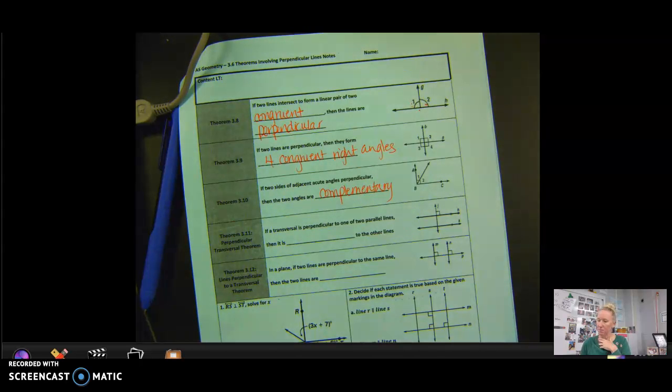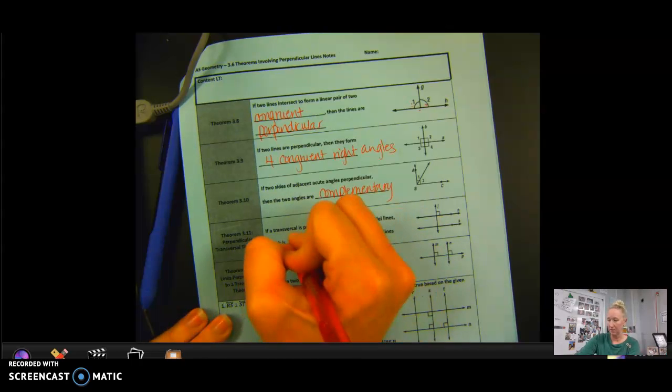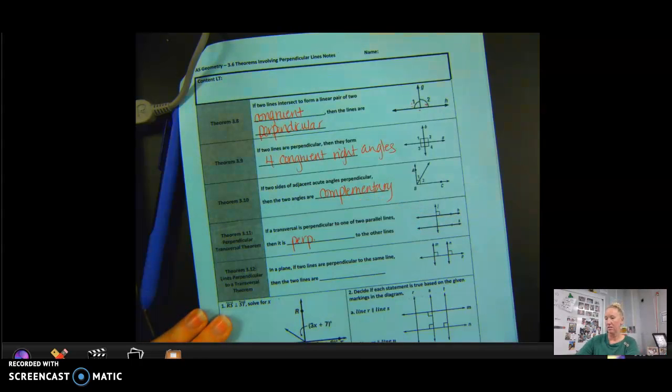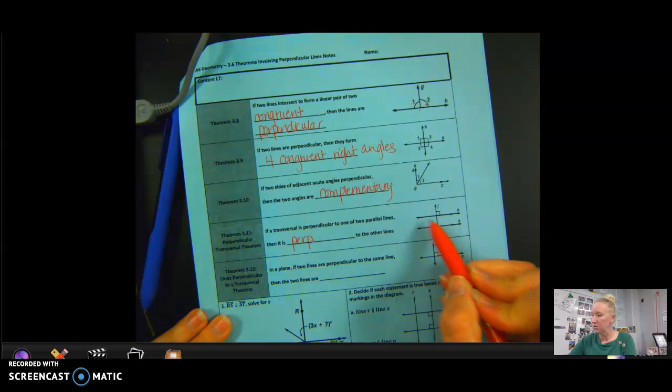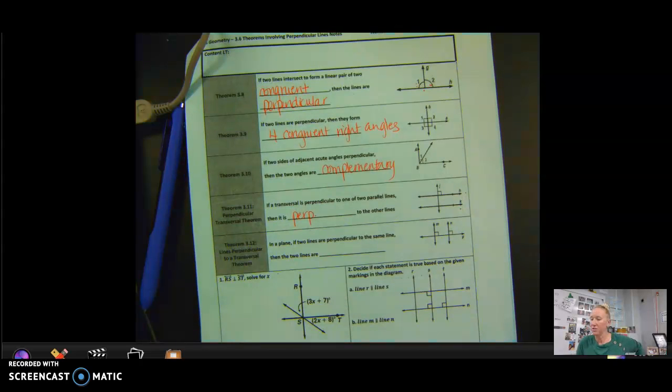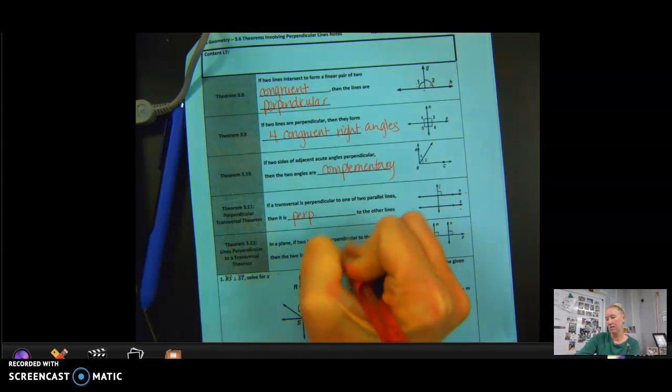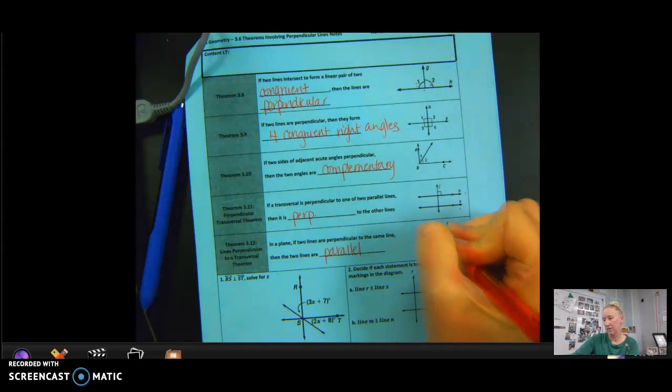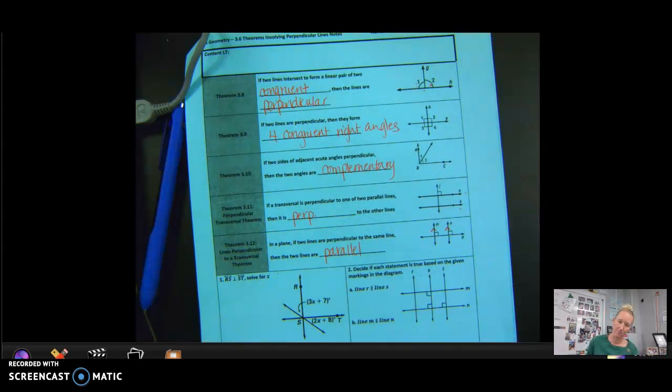If a transversal is perpendicular to one of two parallel lines, then it is perpendicular to the other one. So if J is perpendicular to H, and I know H and K are parallel, that means J would also be perpendicular to K. In a plane, if two lines are perpendicular to the same line, so M and N are both perpendicular to P, then the two lines are parallel. Meaning M is parallel to N because they are 90 degrees to P.